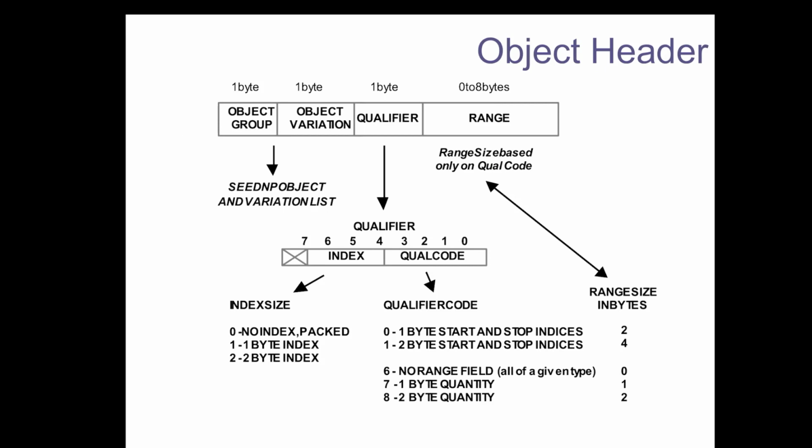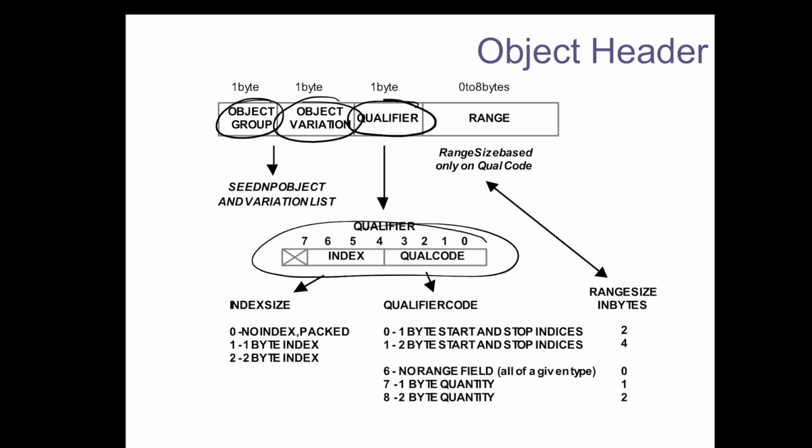So this is kind of a summary of it all. And what do you see? The object group number, you look that up in your object library. Object variation, look it up in your object library. Qualifier, if you look down here, the qualifier is going to be indicated by this 1 byte value right there. And I'm going to actually show you a shortcut on your breakout sheet to deal with this.